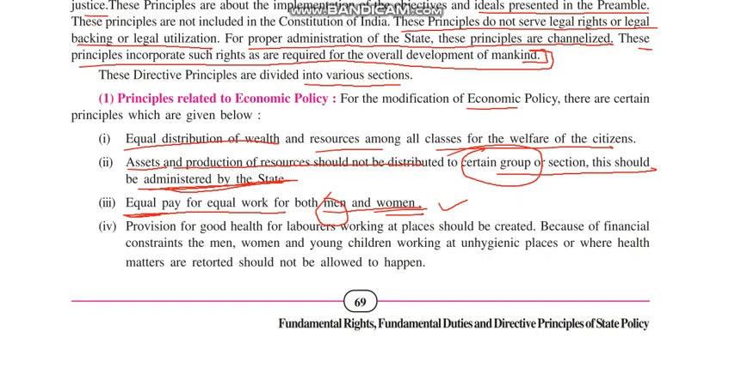Fourth, provision for good health. See, it is the right of each and every person to get good quality health facilities. For laborers, good working places should be created. Because of financial constraints, meaning problems or limitations, men, women and young children working in unhygienic places where health matters are neglected should not be allowed to happen. That should not be allowed, and places of work should have a good hygienic atmosphere.